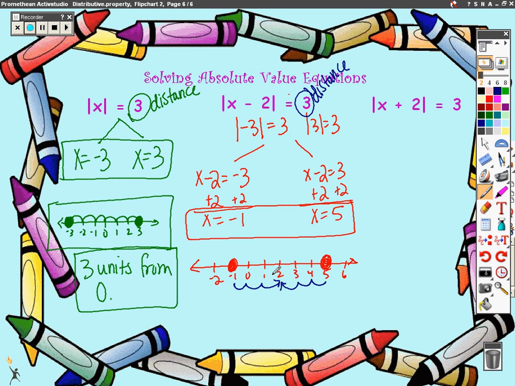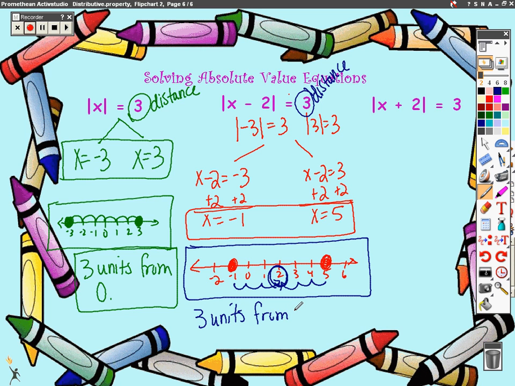So what number is in the middle? Positive 2. Okay, so here's what it looks like graphically. And then what does this look like in terms of words? Well, I am 3 units. Remember that your absolute value, whatever is equal to, that's your distance, so 3 units from positive 2. Okay, I want to make sure that you recognize that even though this says negative 2x minus 2, it's 3 units from a positive 2.